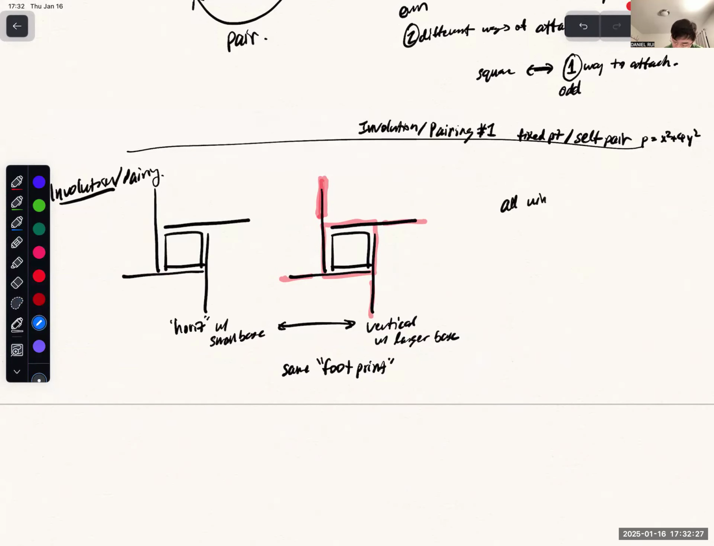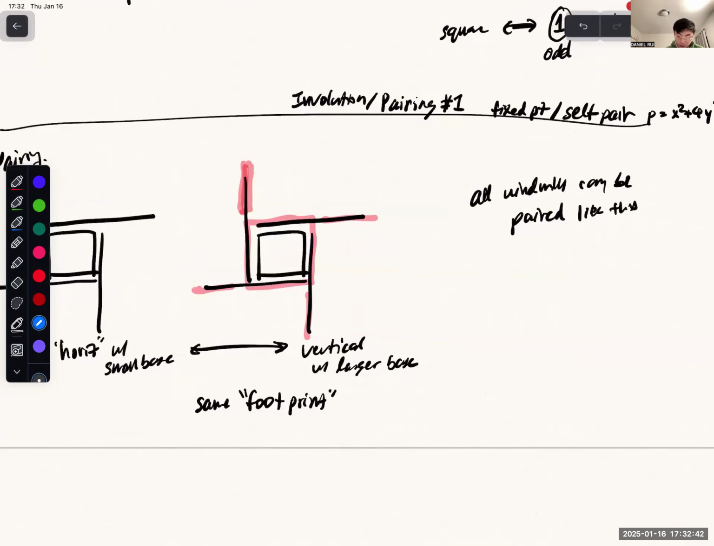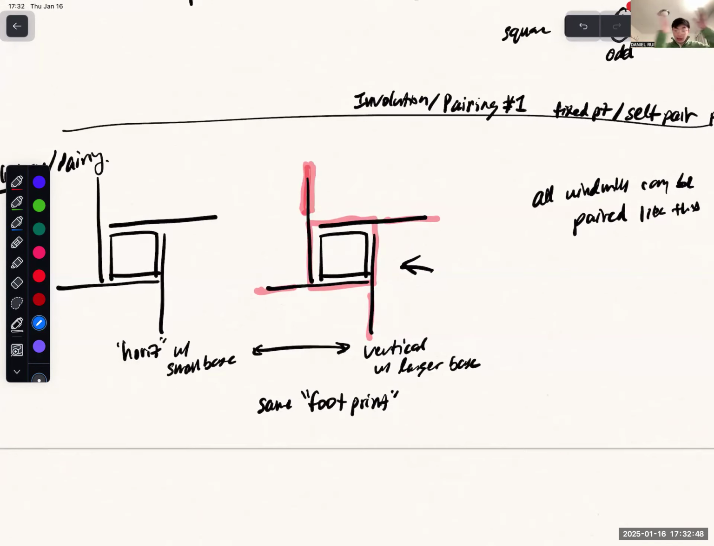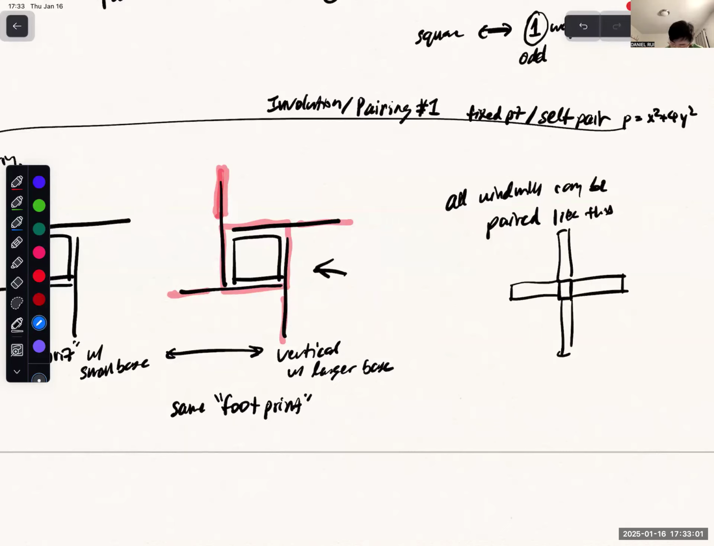All windmills, all such windmills, can be paired like this, except what? Except if I have a one by one base on the right-hand vertical side, right? Because in order to go to the left, I have to reduce the size of the base. Okay, so if I had a one by one base, in other words, if I started with a vertical configuration like this, there's no way for me to associate with that a horizontal configuration. Okay, and so this is the self-pairing over here.